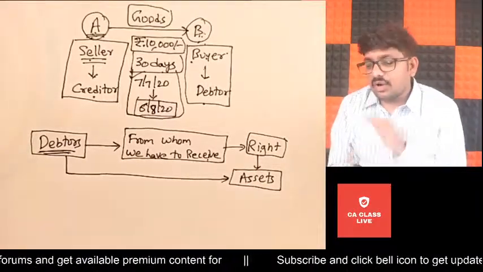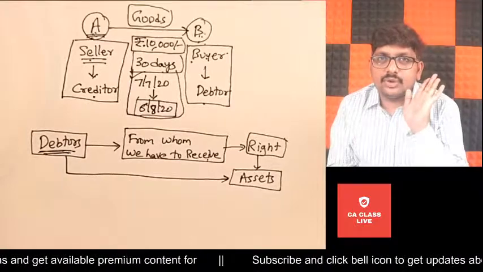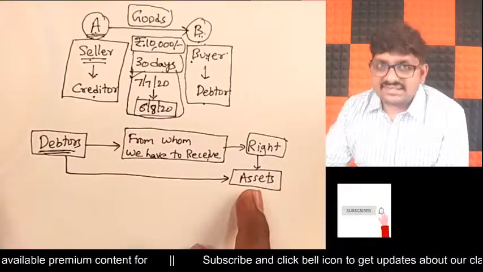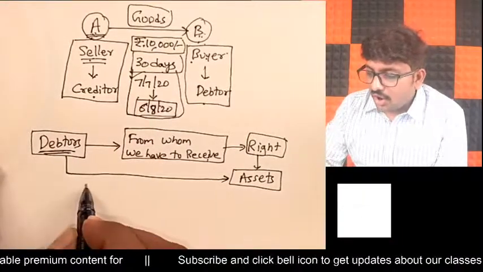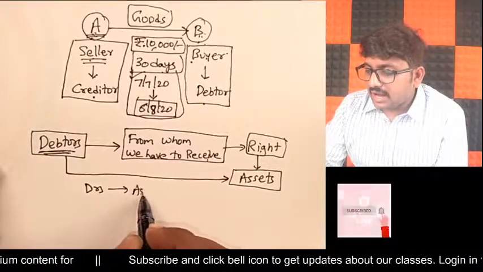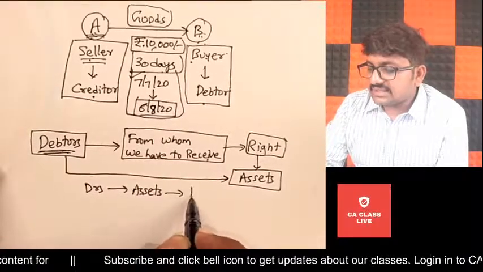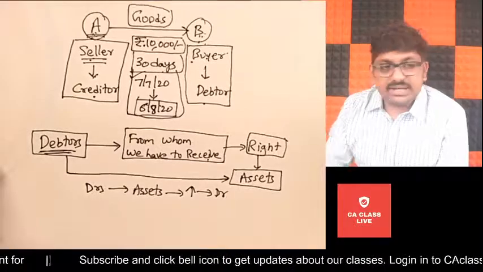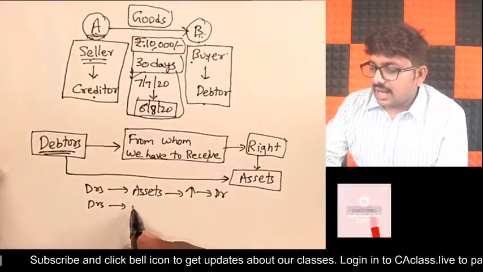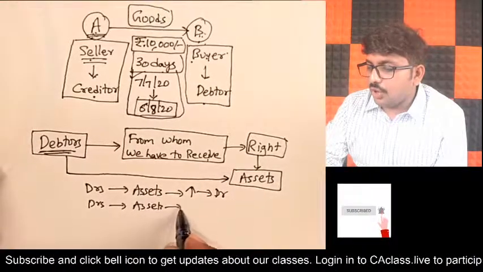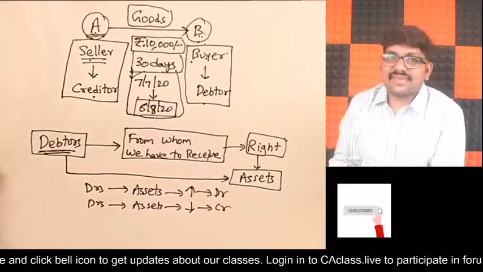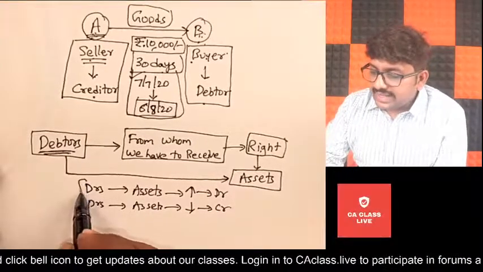I hope all of you are able to understand. So debtors are classified as what? Assets. What does it mean? If debtors increase, debtors are part of assets, so assets increase, and what you should do? Debit. Similarly, if debtors are part of assets and if those decrease, my dear friends, you have to credit. Simple terms.